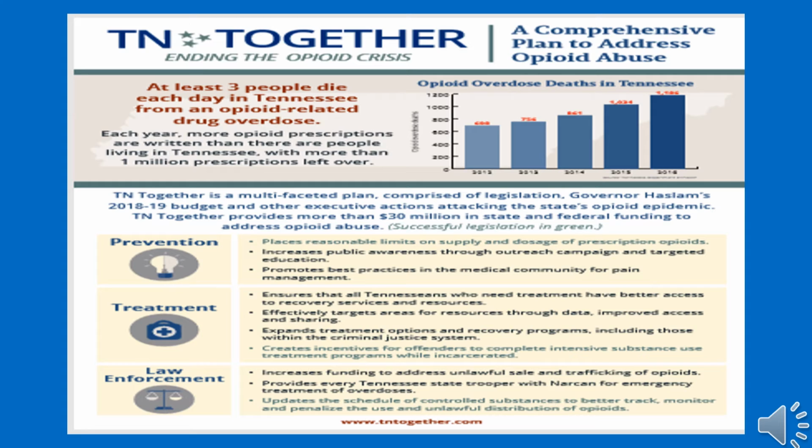Tennessee has established a plan to end the opioid crisis called Tennessee Together. This is a comprehensive plan that involves the legislation, Governor Haslam's 2018-2019 budget of $30 million, and other executive actions to fight the opioid epidemic. The plan focuses on prevention, treatment, and law enforcement to help combat the opioid crisis in the state of Tennessee and ultimately the public health emergency that is affecting our nation.